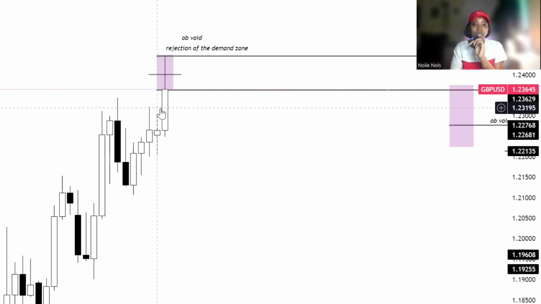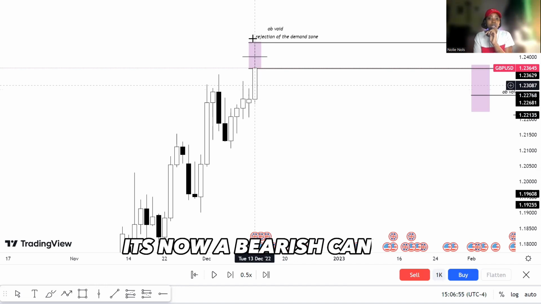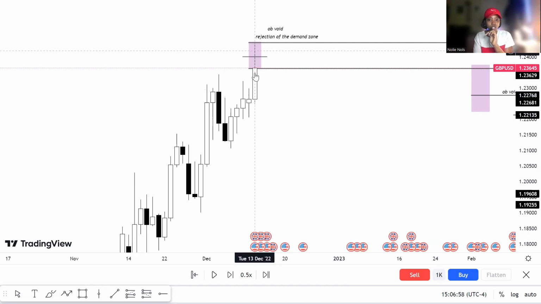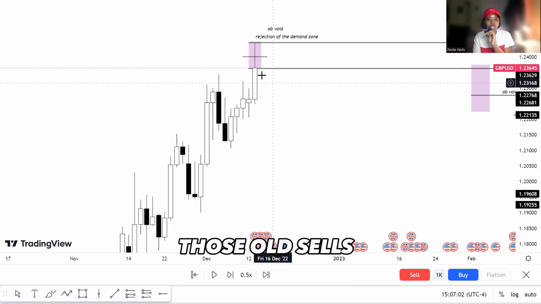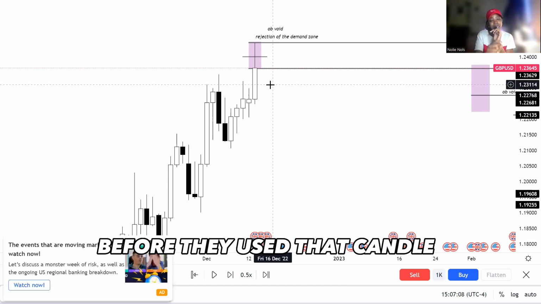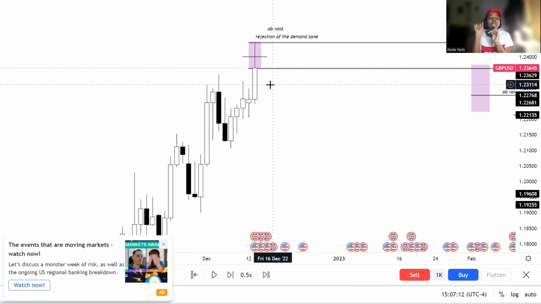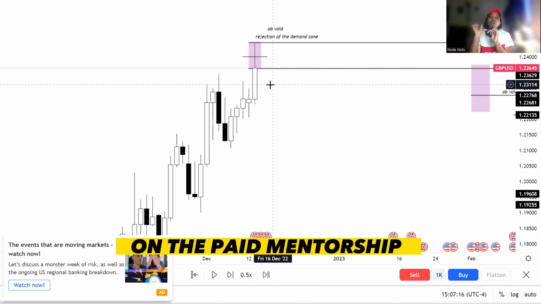This, as I said when I started, if this area before, it was now a bearish candle, because this is no longer a bullish candle. It's now a bearish candle because they came to the old high and pushed down those old sells that were there, they pushed down. So now that candle is no longer a buying candle, it's a selling candle. But before they used that candle as a selling candle, they left orders of buying candles. I know it can be confusing, but that is how he explained it on the paid mentorship.